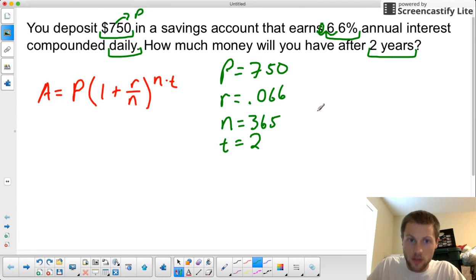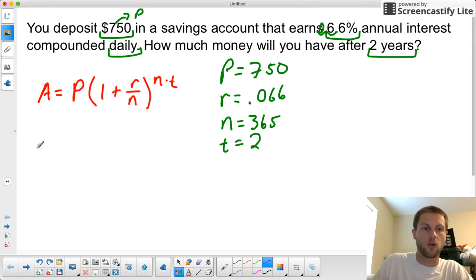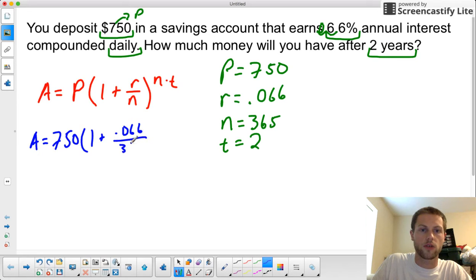Once I have all of these numbers, the only thing that I don't know in this formula is what that amount is. So that is what I'm calculating for. So let's plug in what we know. A equals 750 times 1 plus 0.066 over 365, raised to the 365 times 2 power.